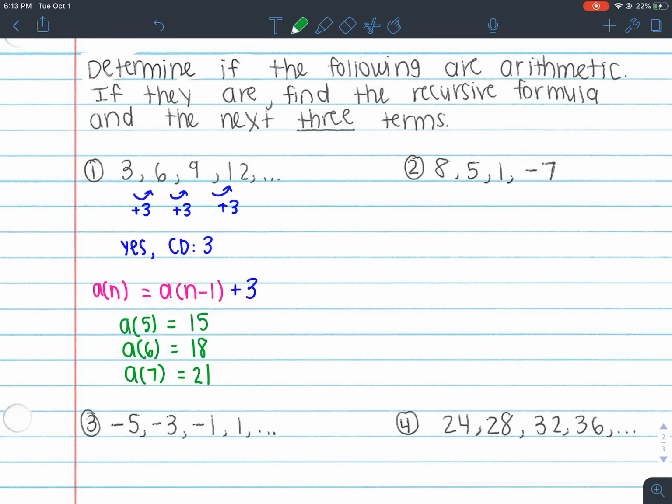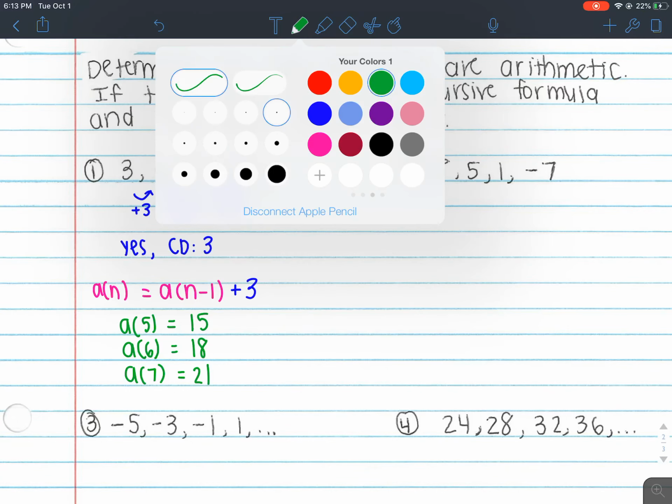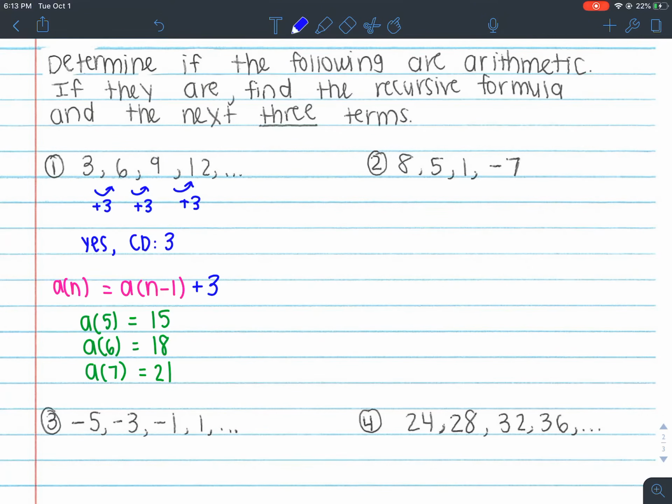Why did I find 3? Well, it's because I was asked to find 3. So if I was asked to find 5, then I would find 5 more terms. So again, the thing you're going to do is determine if it's arithmetic, give me the formula, and then do the next 3 terms. So let's try that for the next one.